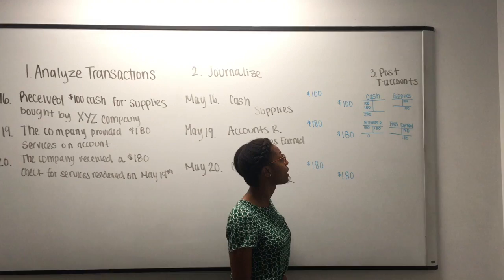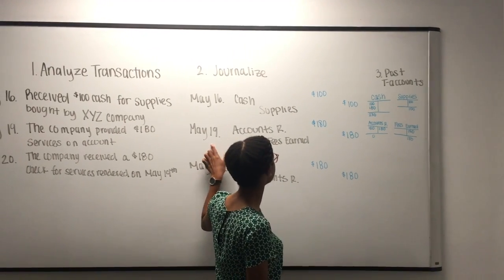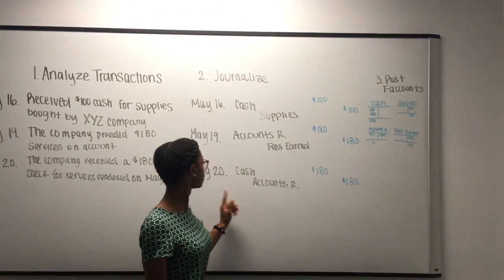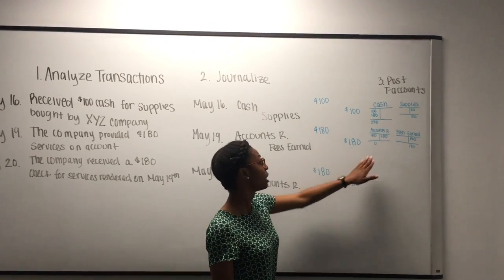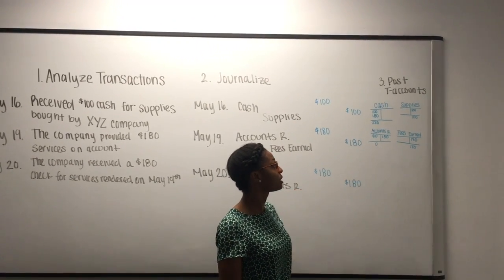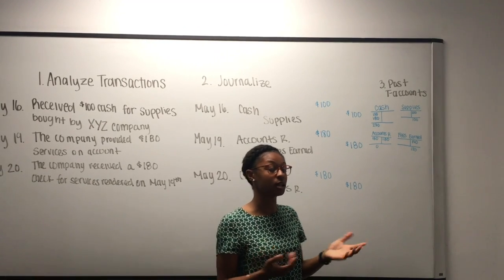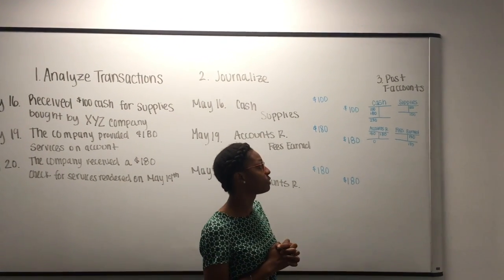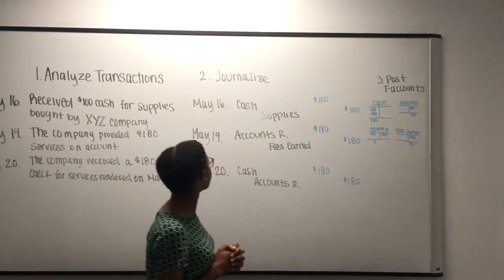Our accounts receivable account will have $180 from May 19th and $180 from May 20th, and that will cancel out because 180 minus 180 is 0. And our final T account will be fees earned from May 19th.